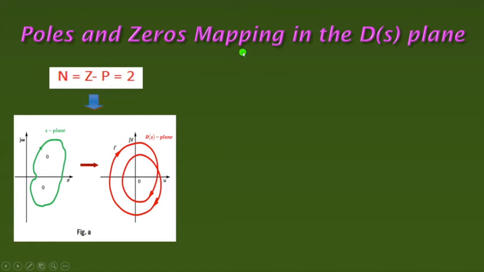Poles and zeros mapping in the DS plane. N equal to Z minus P. This is the equation. If the closed contour encloses two zeros in the S plane, then the DS locus in the DS plane encircles the origin twice in the clockwise direction. So there is no pole, so Z equal to 2, 2 minus 0, that means 2. So number of encirclement is 2 and positive N, that means clockwise direction.